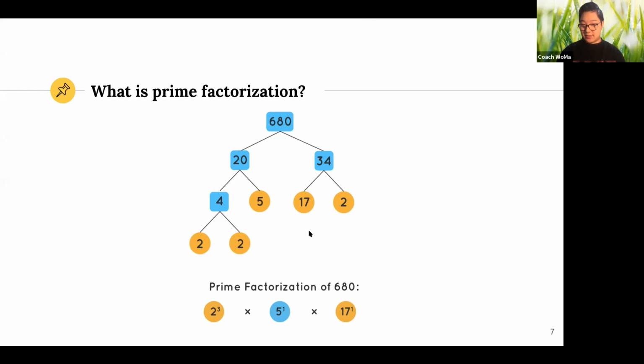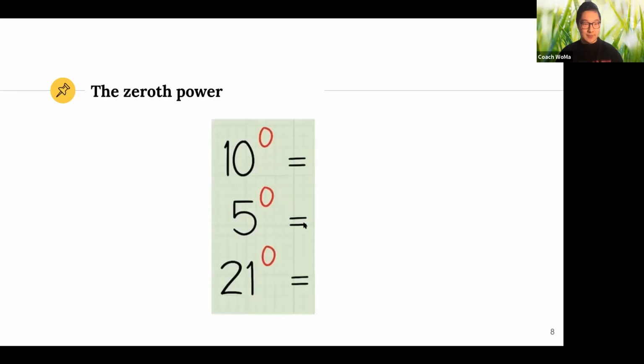Does it make sense to everyone? This is probably review for most of you. If not, it's fine too. All right, so let's go to the next slide.